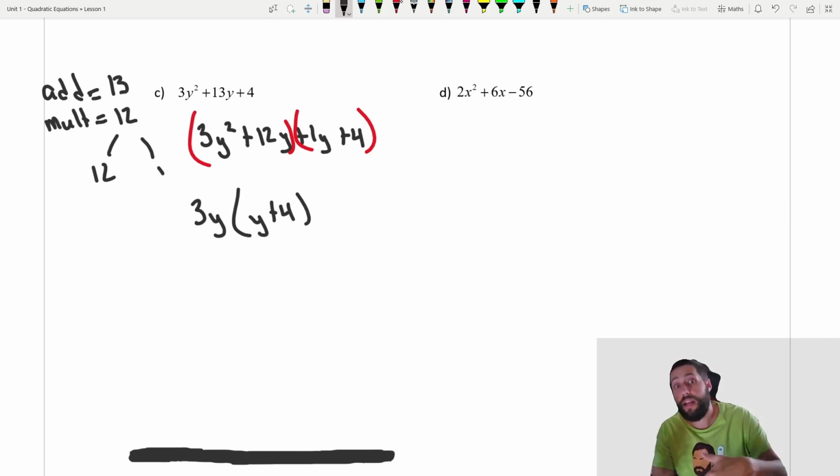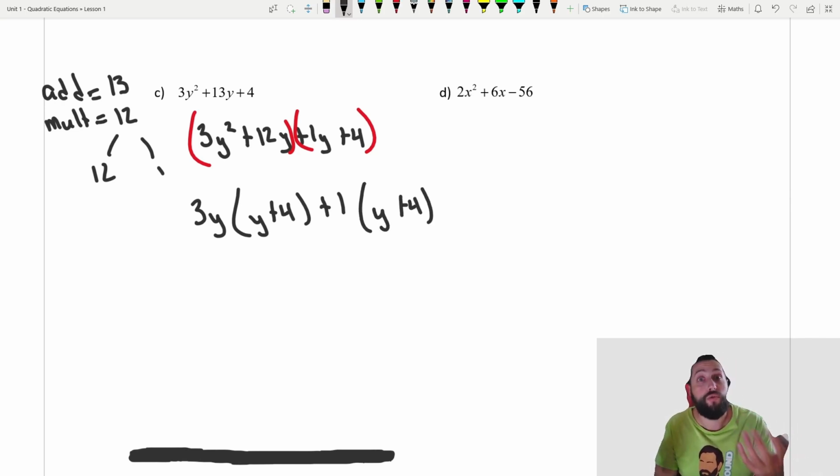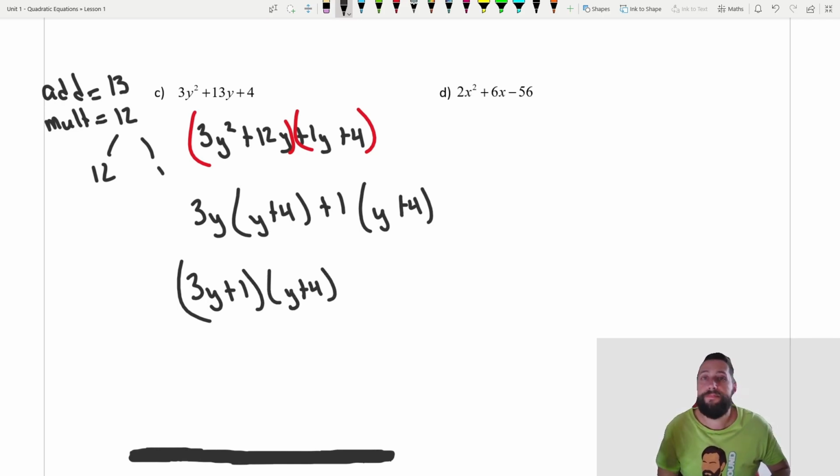Okay, second one, 1y plus 4. Greatest common factor of that is 1. You can still factor out a 1 from each, which leaves us y plus 4. Which is great, because now we have y plus 4 and y plus 4. We can rewrite it so that it's 3y plus 1, and then y plus 4. Done.